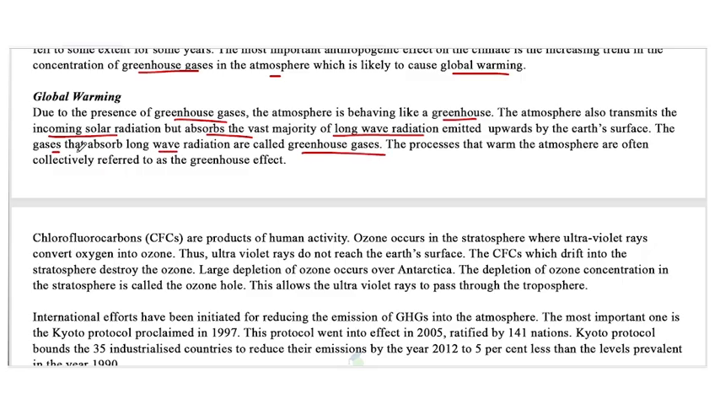The gases that absorb long-wave radiations are called greenhouse gases. Okay, so the insolation is in short wave and the radiation radiating back is in the long wave, and they are absorbed by the greenhouse gases. The processes that warm the atmosphere are often collectively referred to as the greenhouse effect.